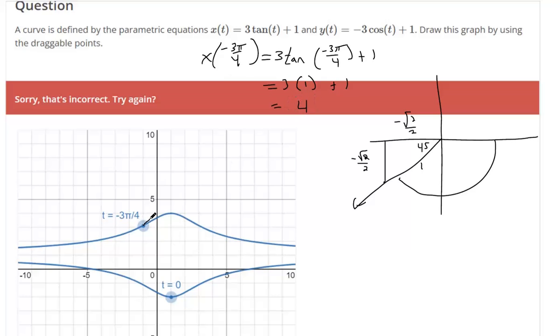So this dot should be moved over right around here. I don't know if the graph changes with the dot, but we at least know that the x-coordinate is supposed to be 4 when t equals negative 3 pi over 4.